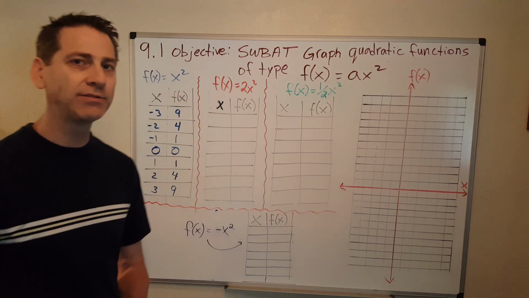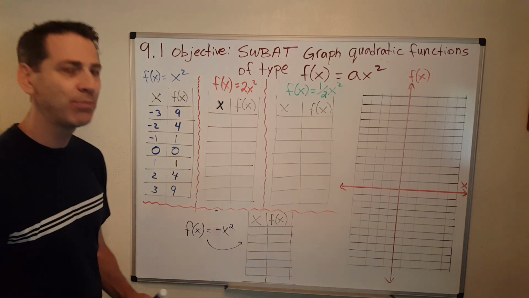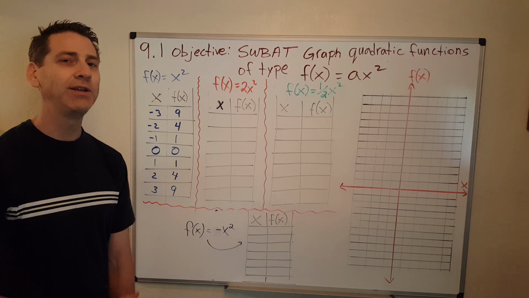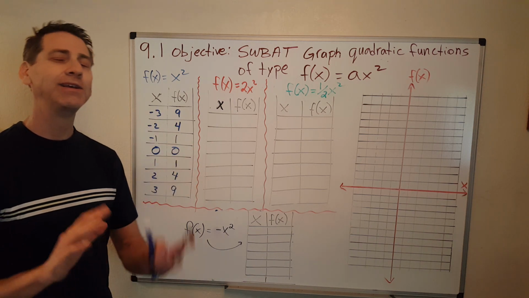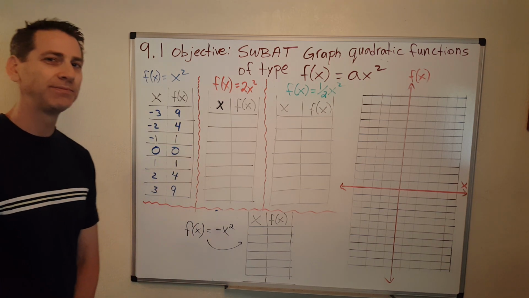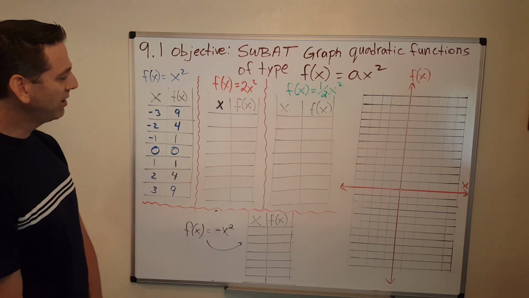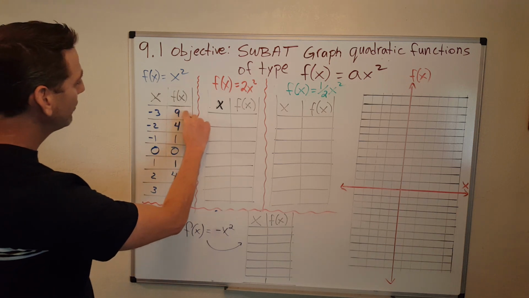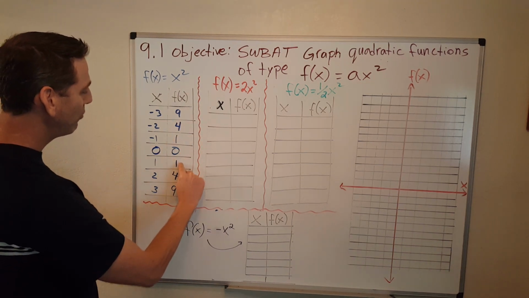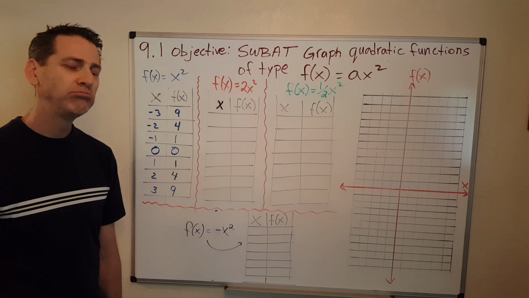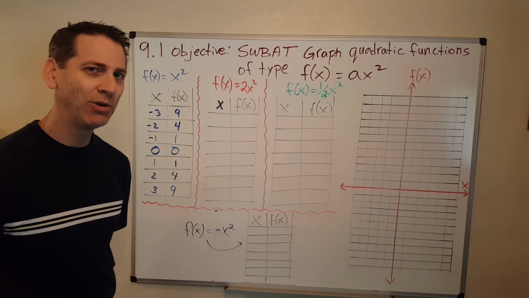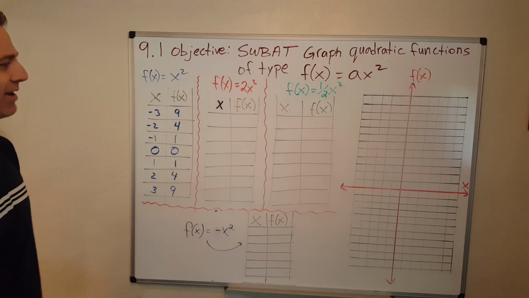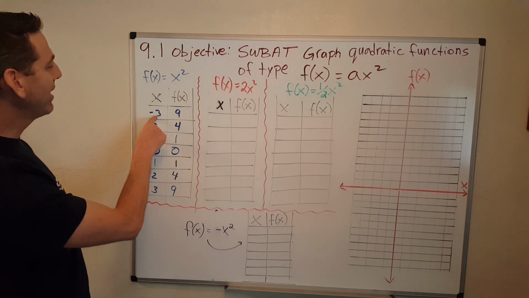Now I want you to notice something. Do you see something that's happening with my f of x values? If you need to pause the video just to study it, go ahead. As you can see, it goes 9, 4, 1, 0, 1, 4, 9. There's some symmetry going on here, which we'll be able to see as we graph this. So let's go ahead and graph this. At negative 3, 9.